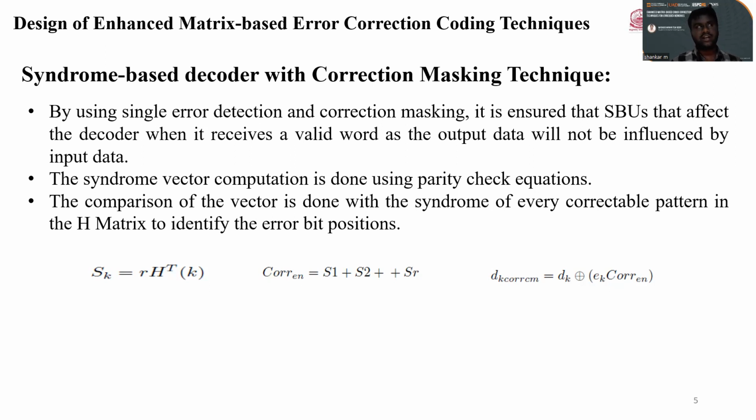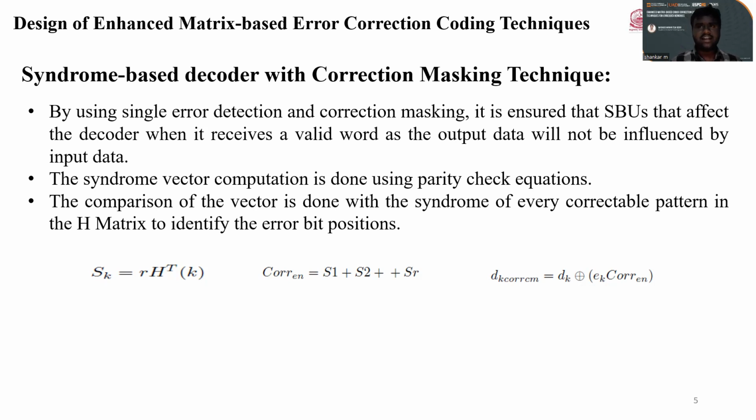Once the syndrome vector is produced, all the bits in the syndrome vector are ORed and a variable called correction EN is used. So why do we produce this correction EN? This correction EN is ANDed with EK, which is an error pattern. Let us discuss how these error patterns are produced.